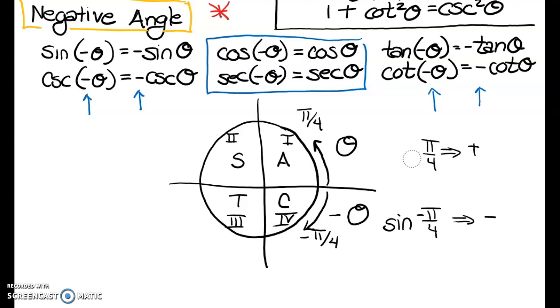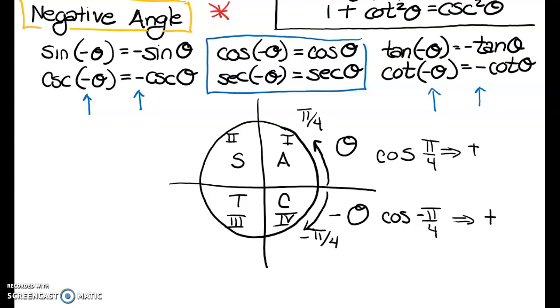Well, let's change this to cosine. If we move in a positive direction and we go positive pi over 4, the cosine is positive. But now if we move in a negative direction, I know cosine in quadrant 4 is also positive. So regardless of whether you move in a positive or negative direction, the cosine of a positive angle is going to have the same sign and the same value as the cosine of the negative angle.